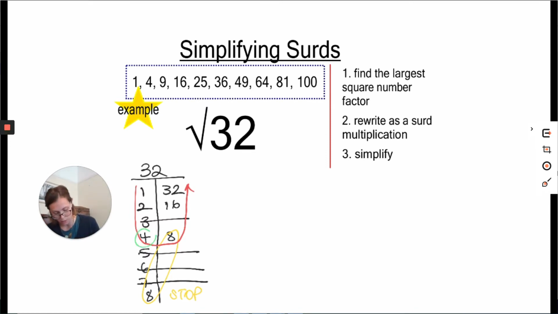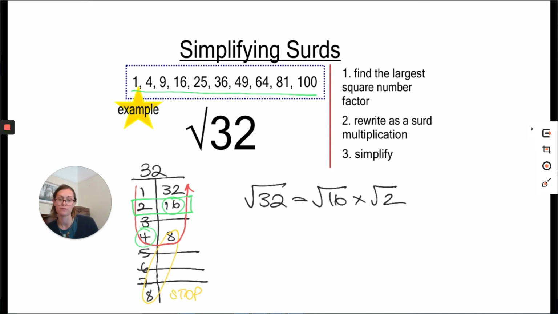You could pick 4 and you could pick 16. You've got to pick the biggest square number that appears in this list. So hopefully that means we recognize you're going to pick 2 and 16. So we rewrite root 32 as the square root of 16 times the square root of 2. Why does the 16 come first? Because 16 is the square number, so it's going to be the thing that drops out.